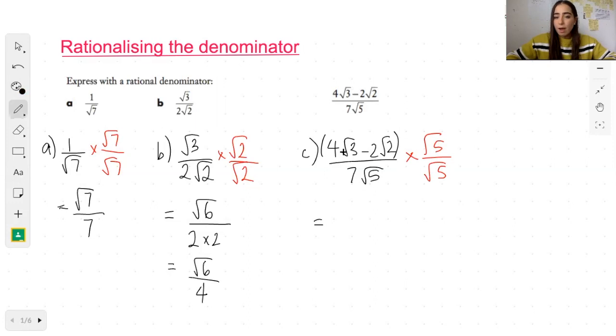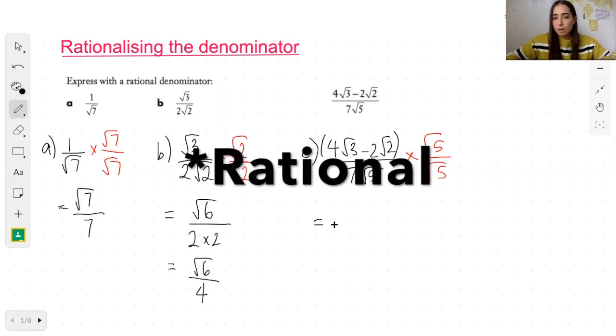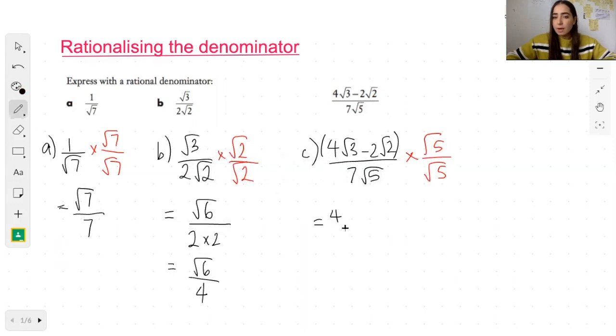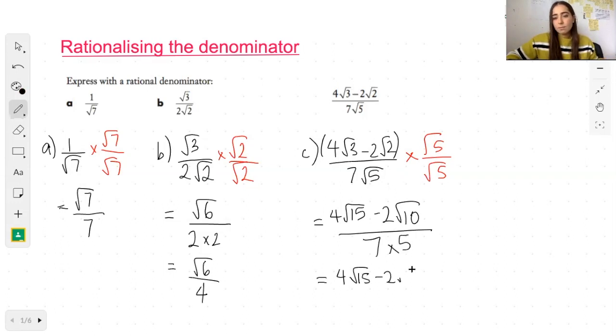So the square root of 5 times 4 root 3. First we multiply the irrational parts. So 4 times 1 is 4. And then root 3 times root 5 is root 15. And then 2 times 1, and then root 2 times root 5. And then 7 times 1, and then root 5 times root 5 is obviously 5. And 7 times 5 is 35. And so this now has a rational denominator.